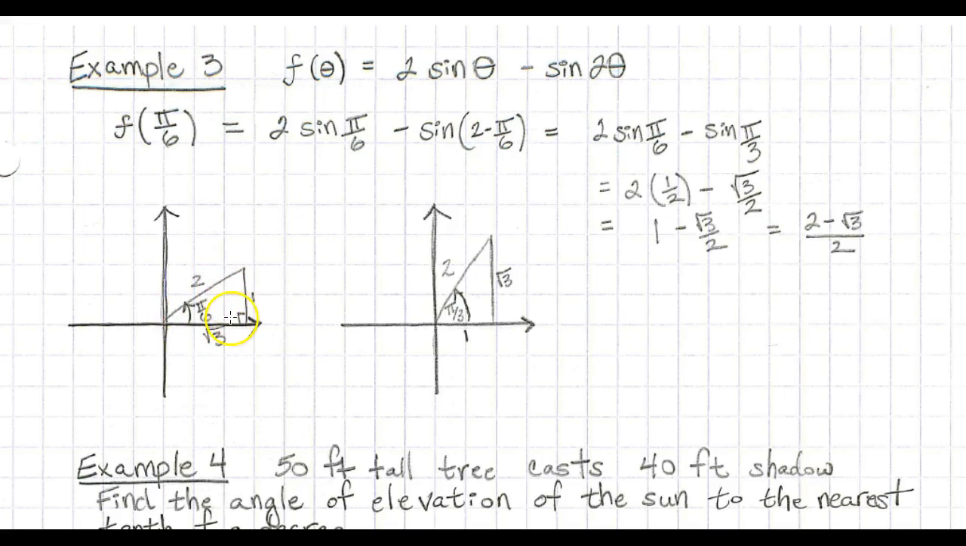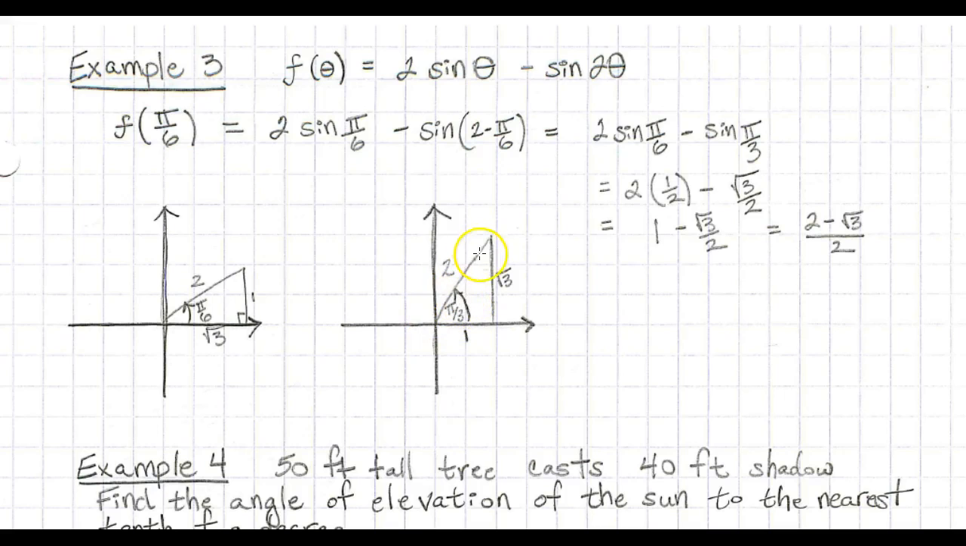So I have a 30, 60, 90 right triangle. Side opposite 30 is 1. Side opposite 60 is root 3. And the hypotenuse is 2. So the sine of pi over 6 is opposite over hypotenuse, which is 1/2. 2 times 1/2 is 1. Pi over 3 is 60 degrees.